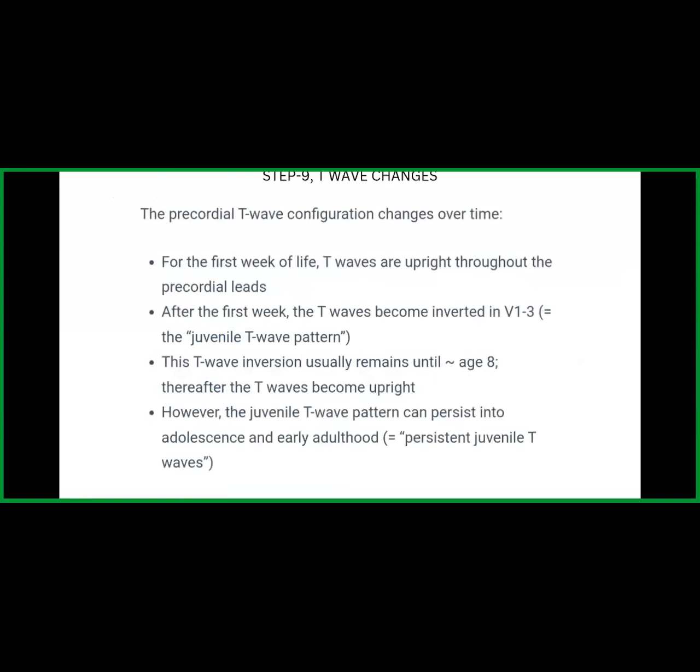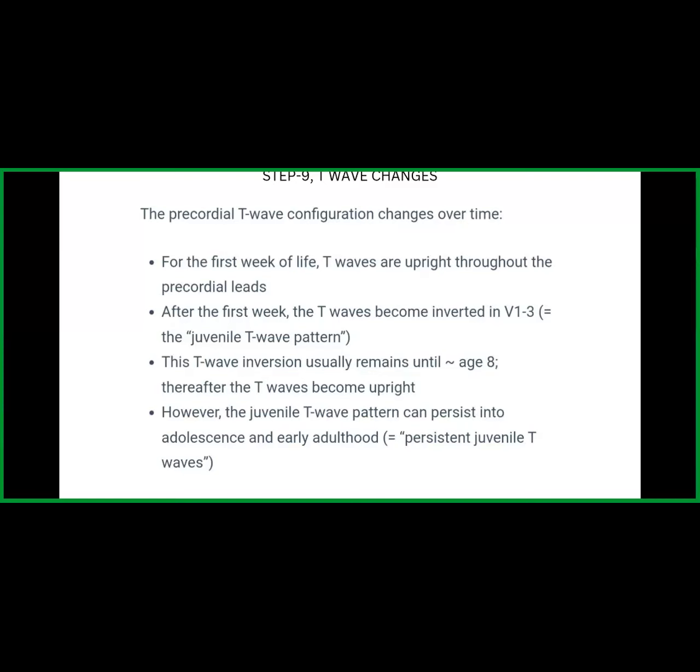Step 9, that is T wave changes. The T wave configuration changes happen over time. For the first week of life, T wave can be upright throughout the precordial lead. After the first week, that is after 6 days, T wave becomes inverted in V1 to V3, which we have already seen, that is called a juvenile T wave pattern. T wave inversion usually remains until up to age of 8, then it becomes upright. However, the juvenile T wave pattern can persist into adolescence and early adulthood, but it should be mentioned as persistent juvenile T wave.